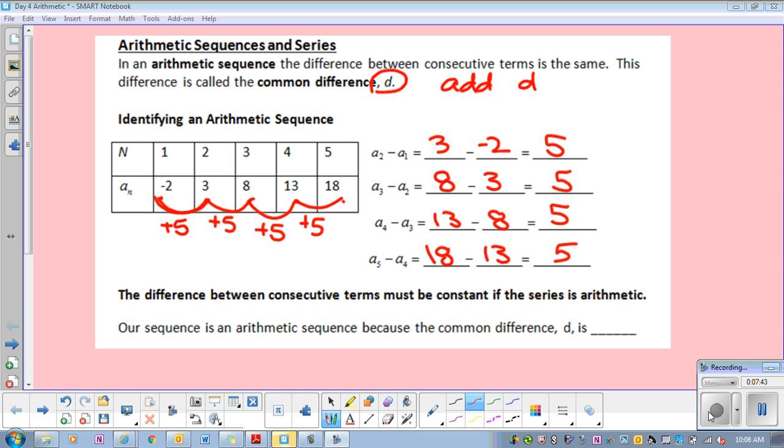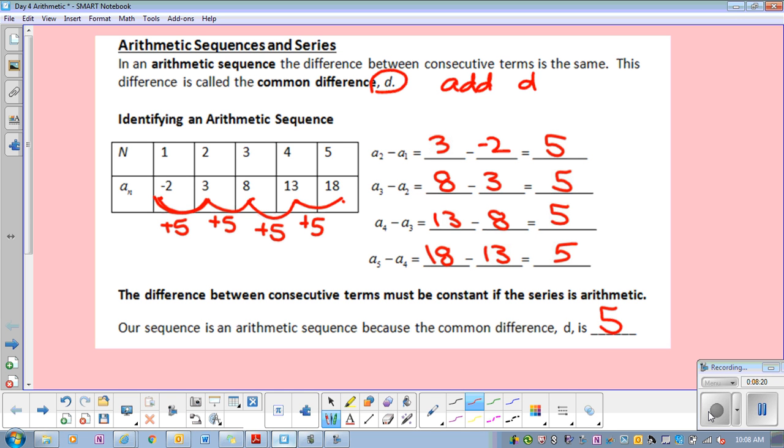So, since their difference is the same number each time, I know that this is definitely arithmetic. Does that make sense? All right. So for this sequence, the common difference, or my D, is 5. It just has to be the one right in front of that one. Like if you started with 8 and you did 8 minus 3, that's fine. Just check another one too.